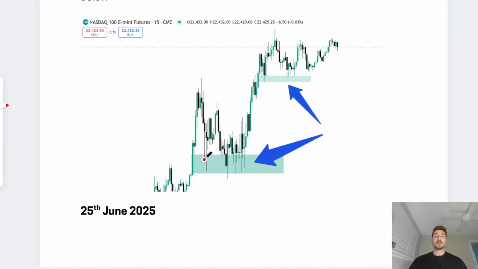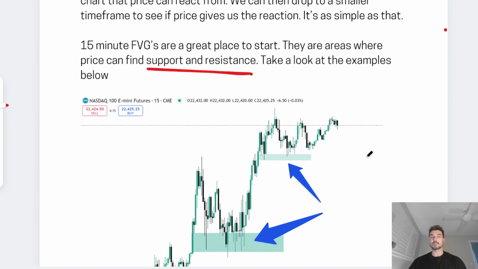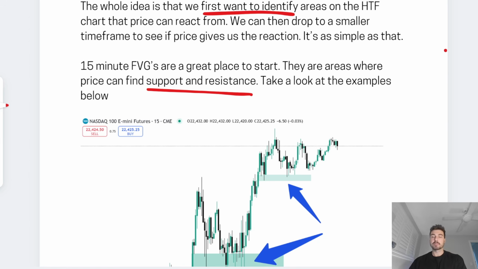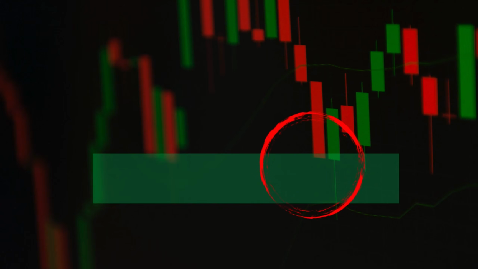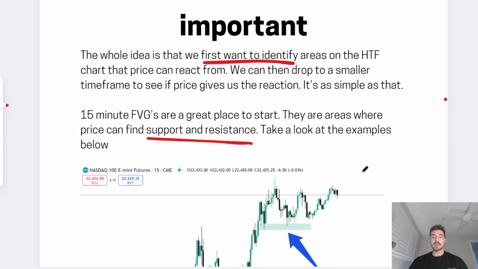You can see here, price has traded into this, found support. Traded into this, support, into this, support. So nice and easy. Price can find support and resistance at these 15-minute fair value gaps. And this is one key area that I look to take trades from. This is where the high probability comes from. The higher time frame first, and then we're going to drop down into the lower time frame and have a look at how that works.